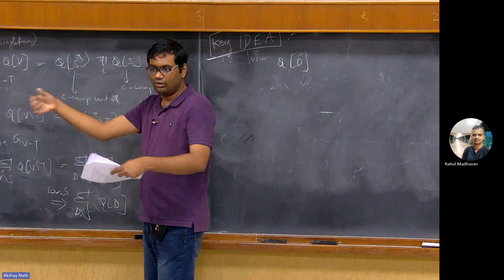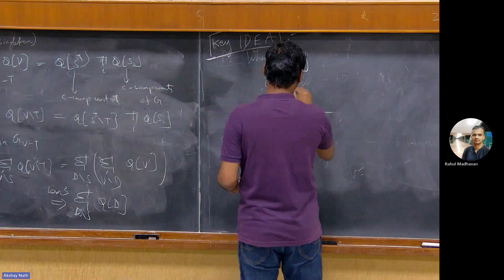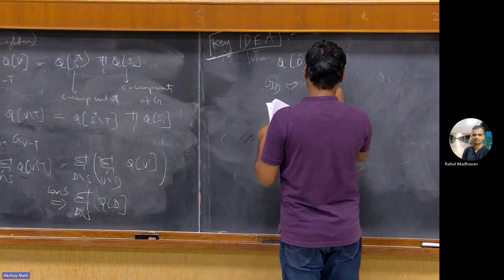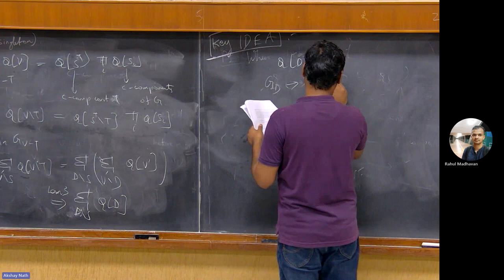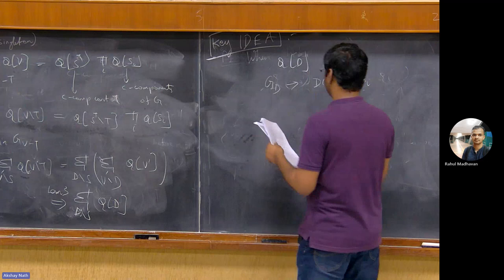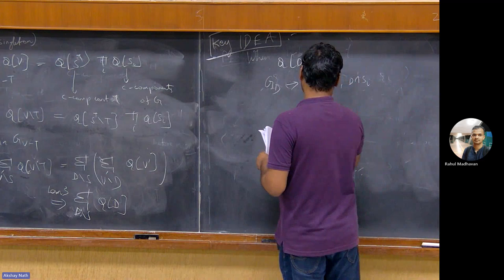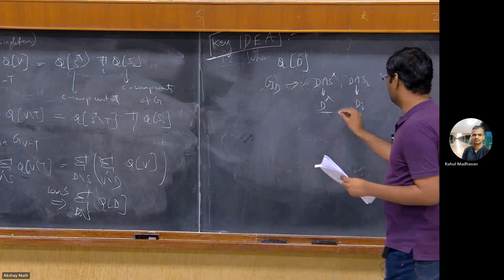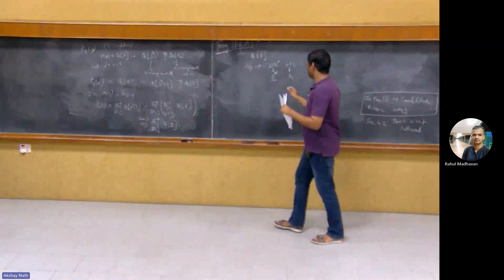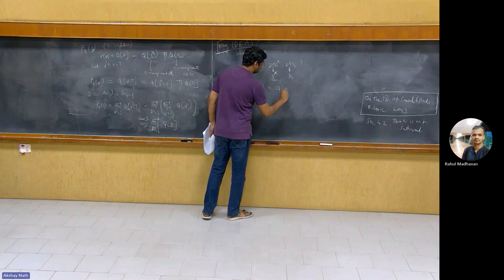So in graph GD, the C components are, let's say D, so essentially I'll denote this as D intersection SX, D intersection SI. These are the C components in GD. Call it dx. But these correspond to the original sequence. Now you can write Q of D as Q of dx multiplied by the product of Q of dx.